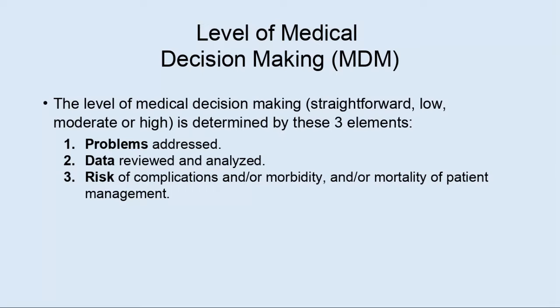The level of medical decision making is determined by 3 elements: problems addressed, data reviewed and analyzed, and risk of complications and morbidity and mortality of patient management. So the problems addressed: what are the signs, symptoms, condition the patient has? The data reviewed and analyzed: the tests, diagnostic procedures, ultrasound, whatever, that are reviewed by the physician in order to decide how to treat the patient or what the problem is. There's also risk of complications, morbidity, mortality of patient management. So what risk is involved with this treatment as compared to that treatment? And in this specific case, is that risk worthwhile for treatment?